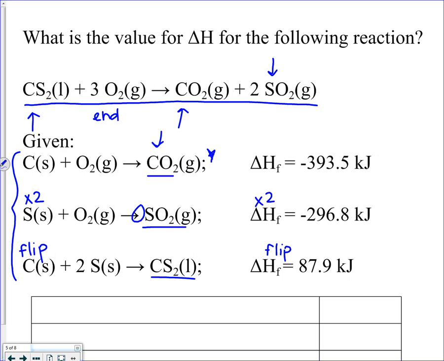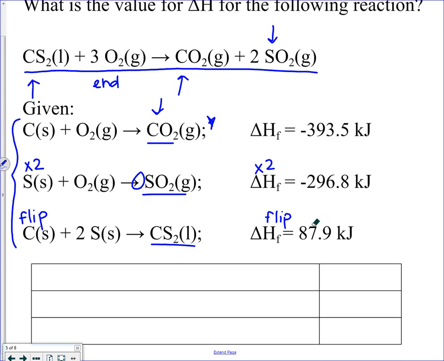So now that I've written myself all the notes and I've kind of analyzed the equations, I rewrite it down in my boxes below. So rewriting the first equation, I want to keep it exactly the same. Carbon plus oxygen gas gives me carbon dioxide gas. And since I didn't do anything to that equation, I don't do anything to the heat of formation. So it's still negative 393.5 kilojoules. Let me extend the page a little bit.